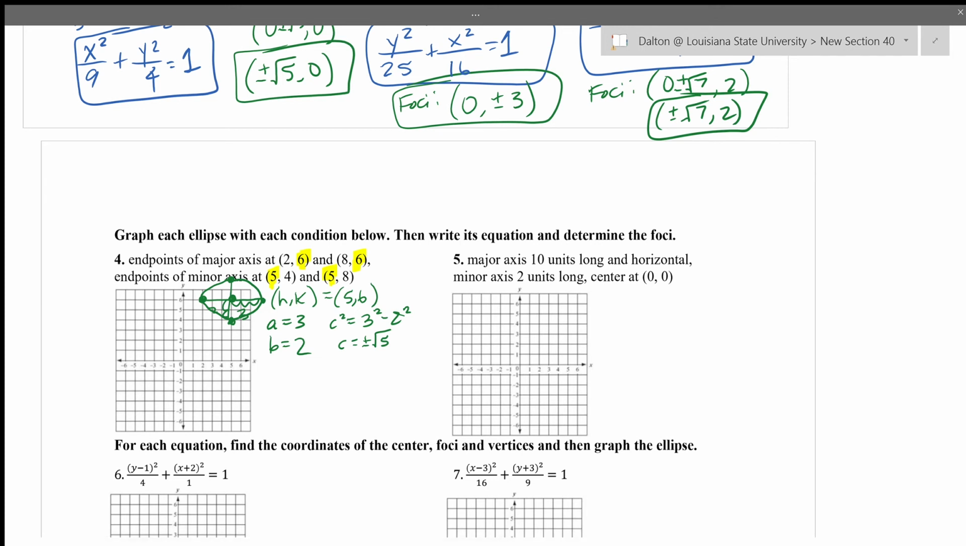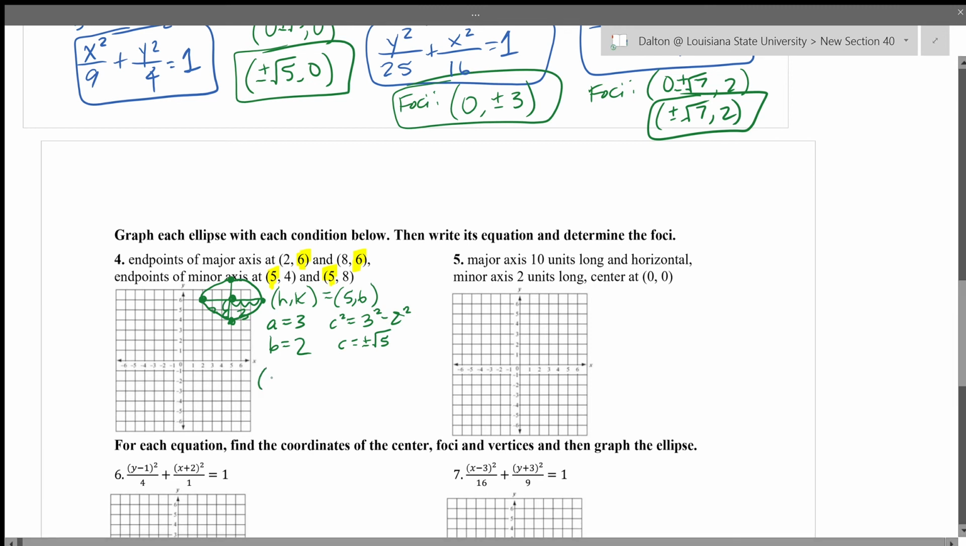So to write the equation, we'll have x minus h squared. That'll be (x minus 5) squared plus (y minus 6) squared is equal to 1. And then under the x term, I've got a squared, so that'll be 9. And then on the y term, I've got 2 squared, which will be 4. So there's the equation.